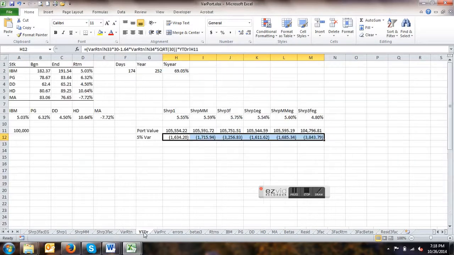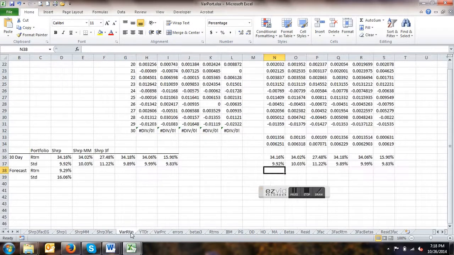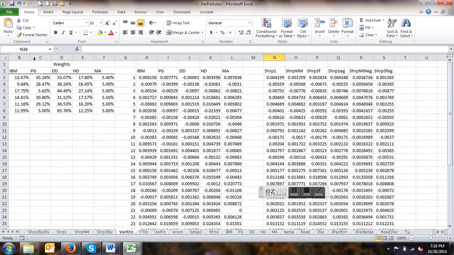I'm going to come to our year-to-date evaluation. These are my stock returns through September 10th. I've just converted them here from being vertical to horizontal. Doesn't matter that they're equations or not. So my return for a given portfolio is going to be the actual returns over the period multiplied by the weights of the portfolio.